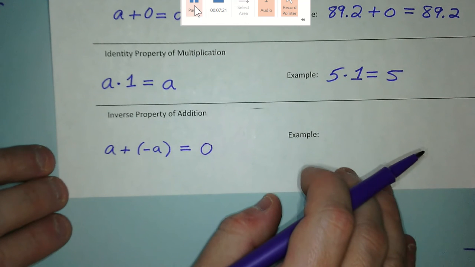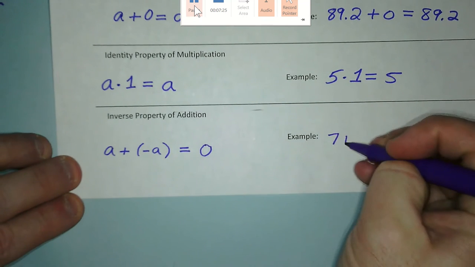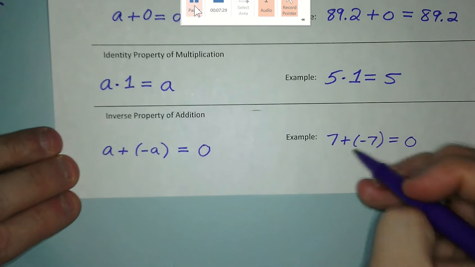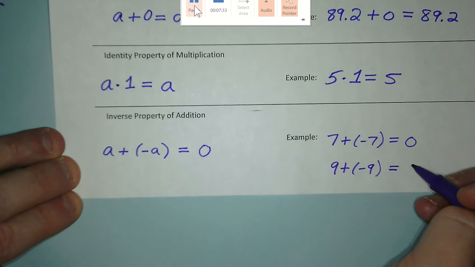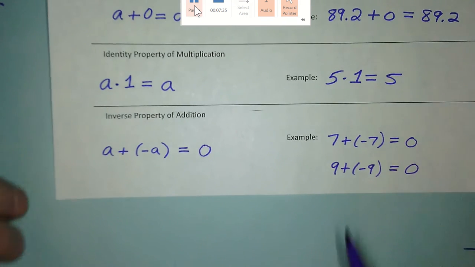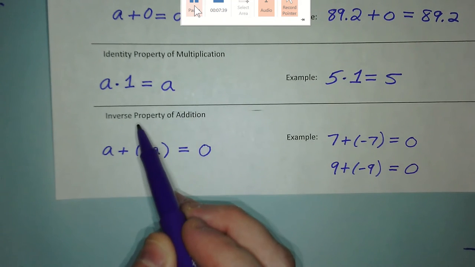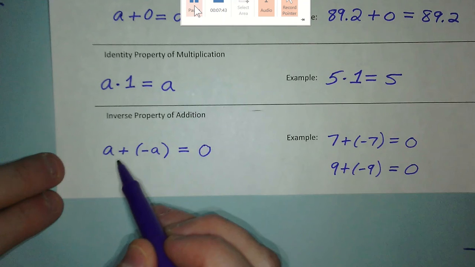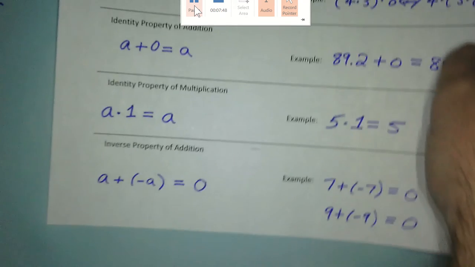Like, well, duh. If you add 7 plus negative 7, or 9 plus negative 9, you're always going to get 0. It's just a fact. But that's the actual property. We're just going to put it down in black and white in purple. A plus negative A is always going to equal 0, because they're additive inverses, they're opposites.